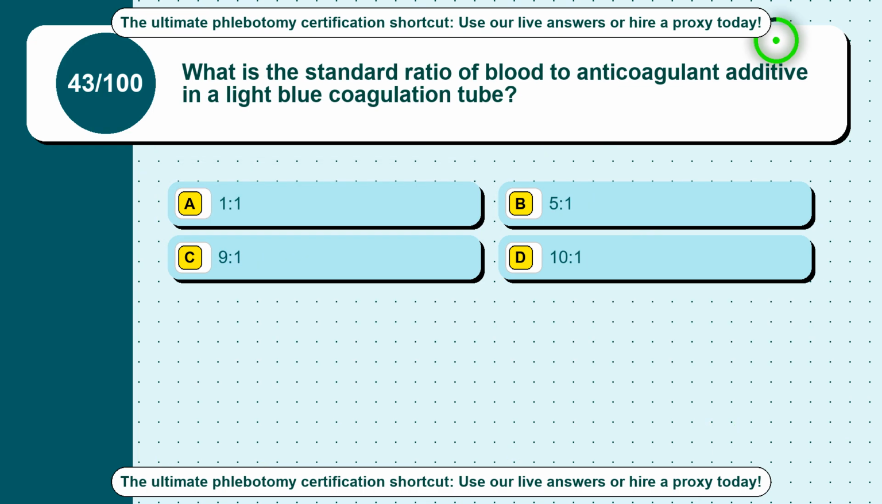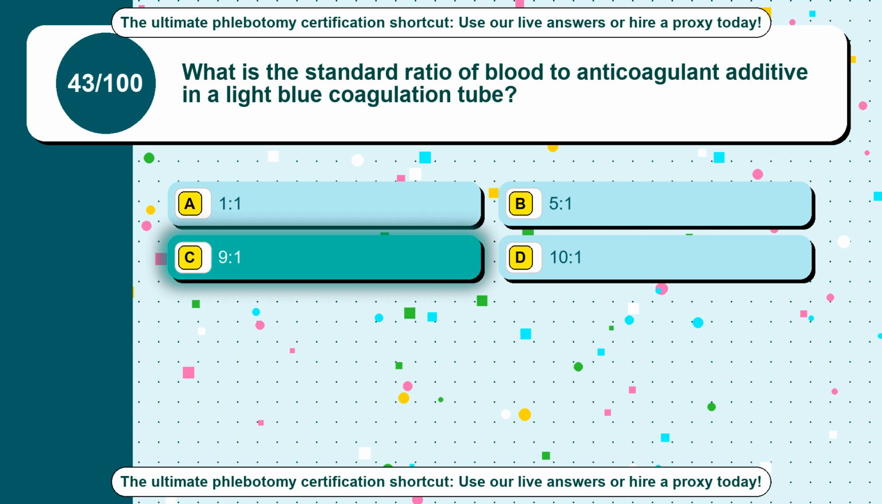Question 43. What is the standard ratio of blood to anticoagulant additive in a light blue coagulation tube? Option A, 1:1. Option B, 5:1. Option C, 9:1. Option D, 10:1. The correct answer is option C, 9:1.